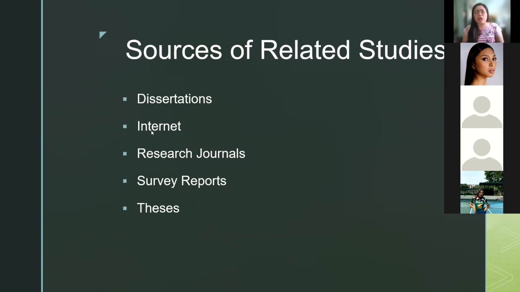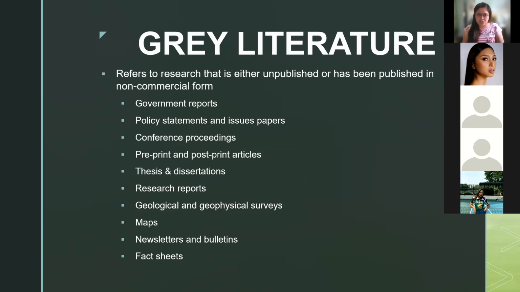So it doesn't matter whether it was published in a journal or not, as long as it is a result of direct observation or investigation. And aside from that, we also have the gray literatures that you can also use in your own study, in your RRL. When you say gray literature, class, these are researches that are either unpublished or published in a non-commercial form, meaning free of charge, which you can access on the internet anytime. That is called gray literature.